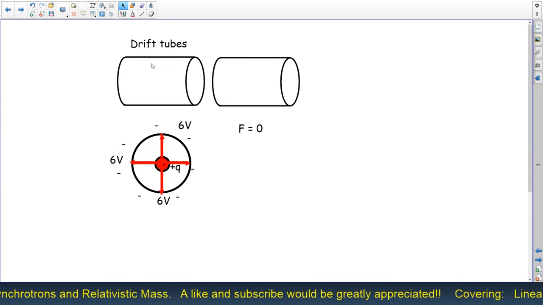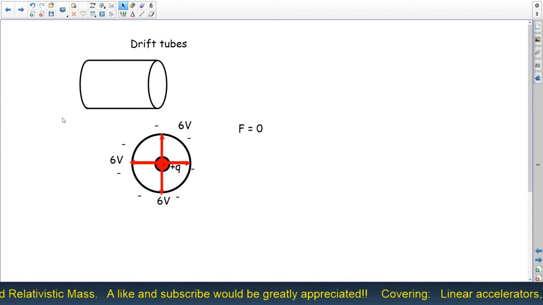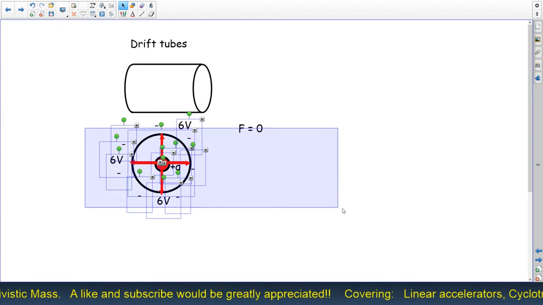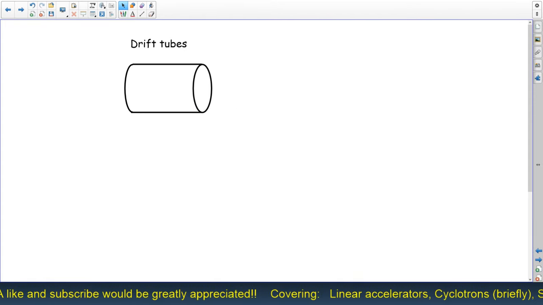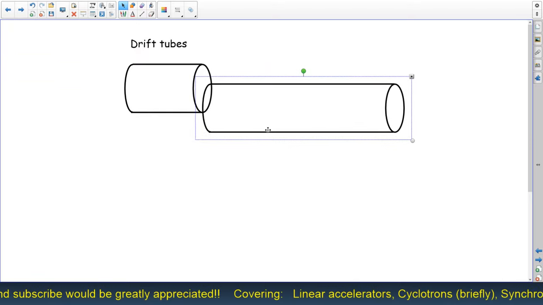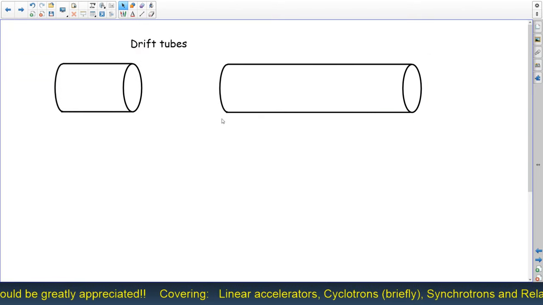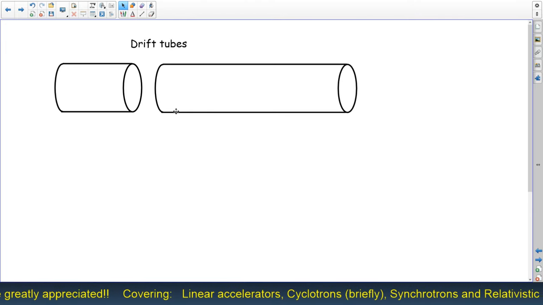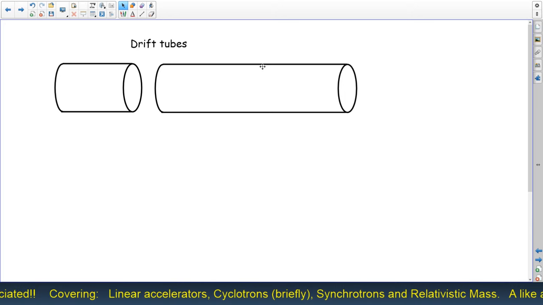Let's actually do a little diagram of that. So let's start off with a drift tube that sort of looks a bit like this. Okay, a little short one. We'll leave this out of the way. So drift tube one, move that for now. And let's get another one in here. So let's get a longer one. Drift tube two. And then we'll go on to drift tube three. Now I've just put in a longer drift tube.